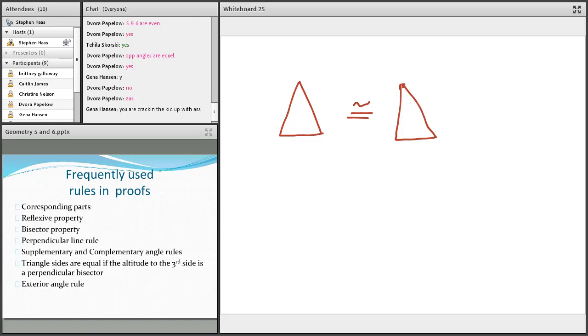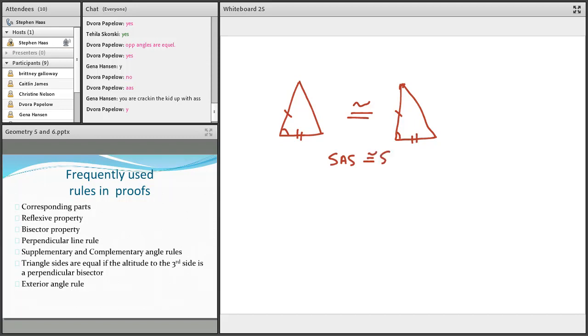Let's say we proved that this angle was equal to this angle, and this side was equal to this side. First of all, have we proven that these two triangles are congruent to each other? Just by virtue of what we've discussed so far? Yes, we have, because we've gotten it by side angle side, right?